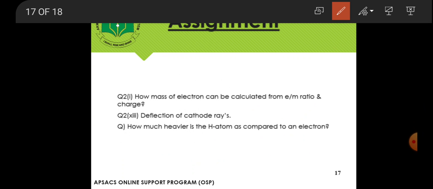Students, your assignment is review question number 2 part 1: how mass of electron can be calculated from charge to mass ratio and charge. Question number 2 part 13: this question is related to the deflection of cathode rays. The diagram is given to you and you have to answer the questions by looking at the diagram. Question number 3: how much heavier is hydrogen atom as compared to an electron?